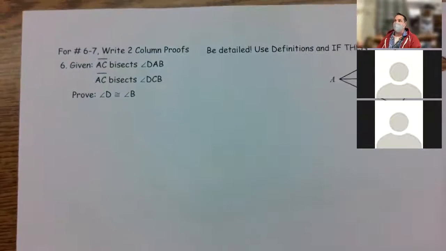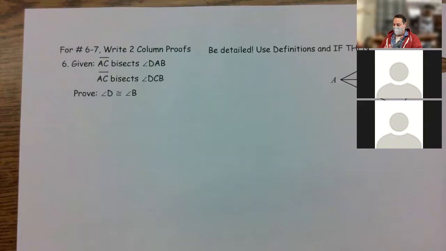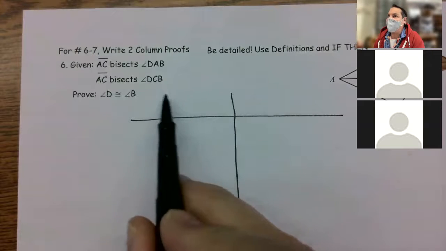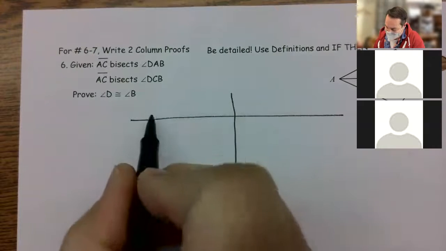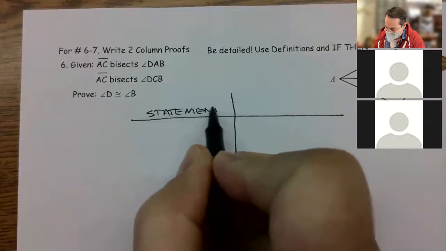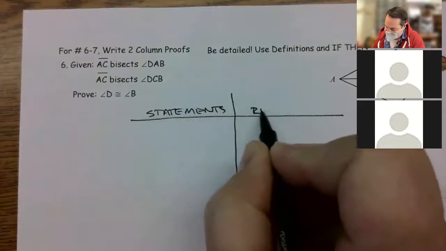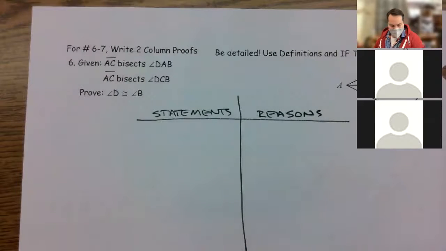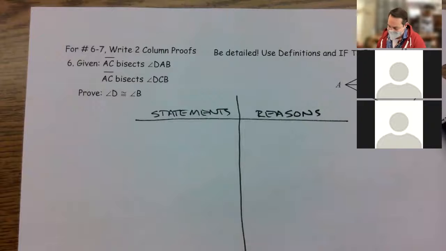Okay. Once you finish these, the backside is going to ask you to actually write some proofs. Real proofs. What does that mean? Well, it's going to start with two columns, isn't it? What's the title header on the left column? Good. Statements. And the right? Good. Reasons. How should we begin? Given.